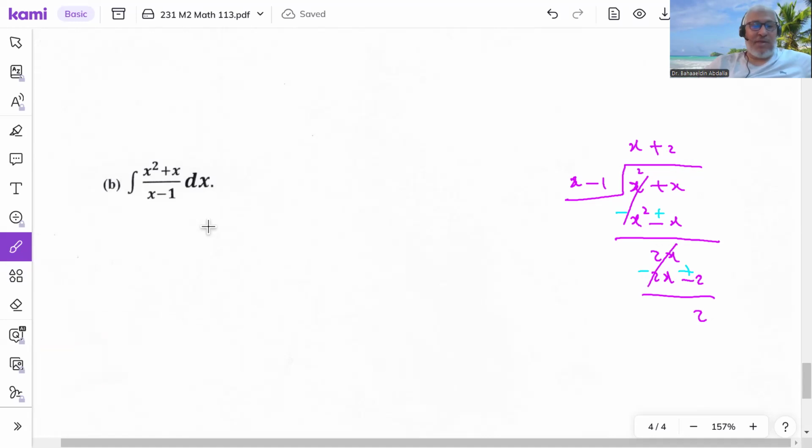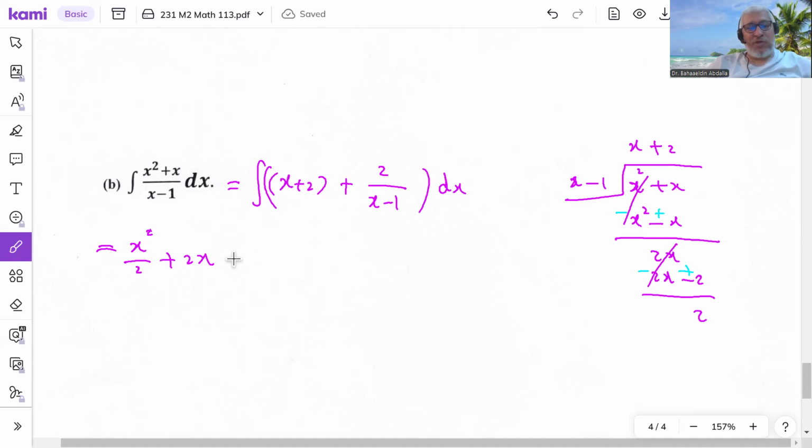That's the remainder. So I can write this integral as the quotient, which is x plus 2, plus the remainder, which is 2 over x minus 1, dx. And now the integral is easy. The integral of x is x squared over 2. The integral of 2 is 2x. And this is 2 times ln absolute value of x minus 1, plus c.